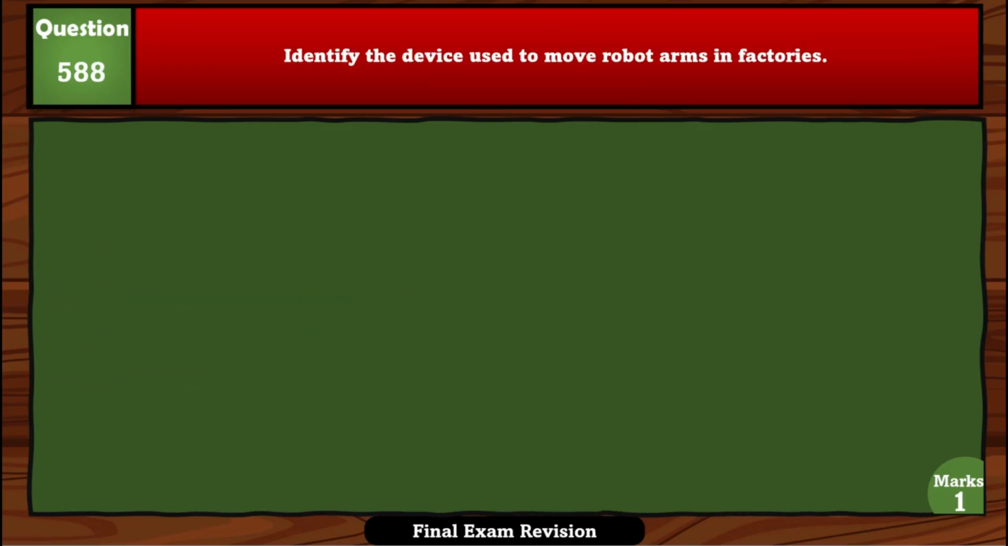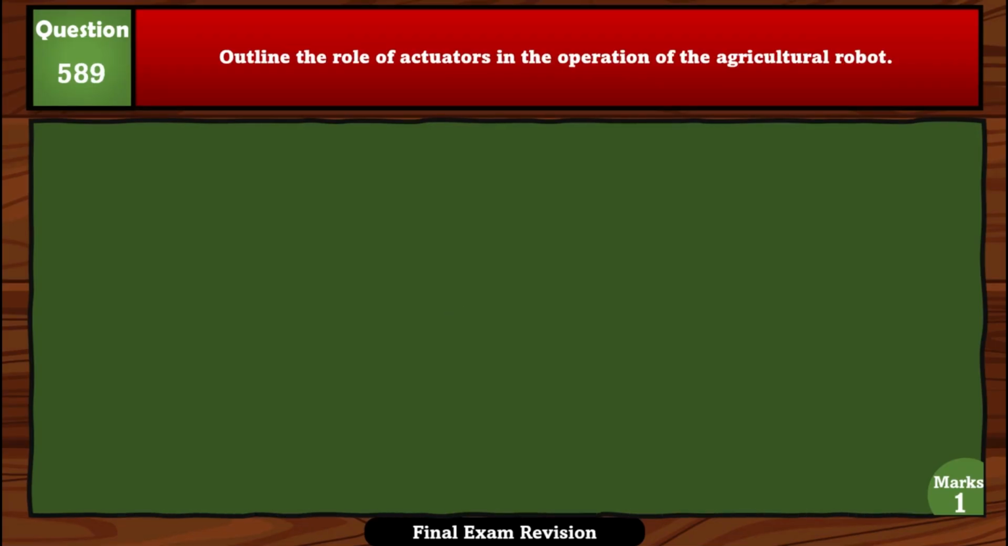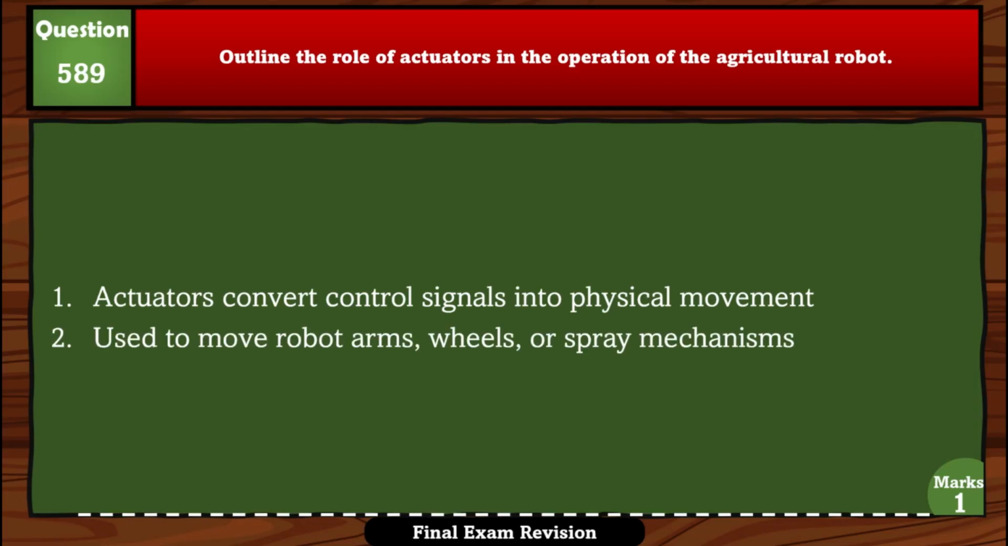Question 588. Identify the device used to move robot arms in a factory. So that is an actuator. Question 589. Outline the role of actuators in the operation of the agriculture robot. Actuators convert control signals into physical movement used to move robot arms, wheels, or spray mechanisms.